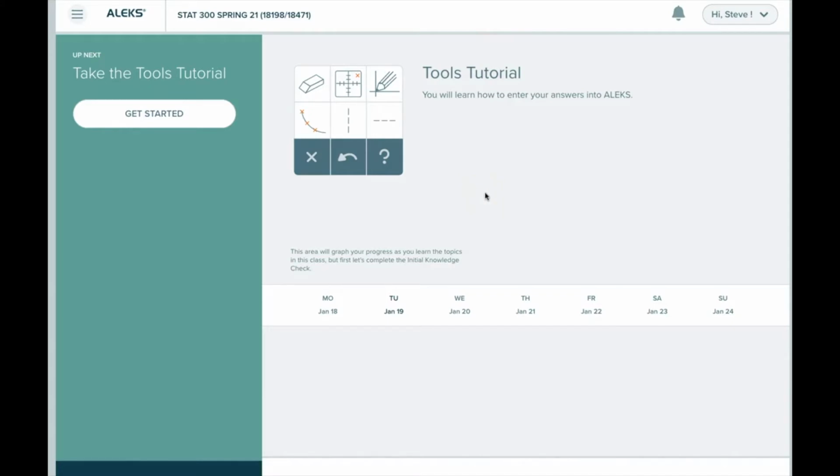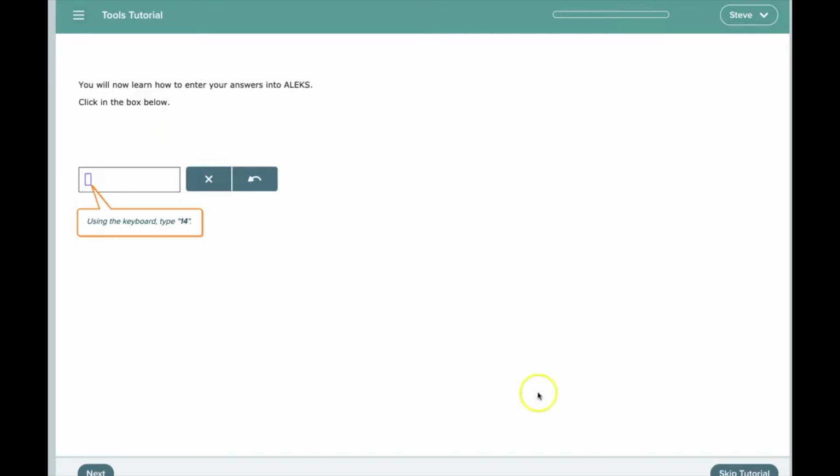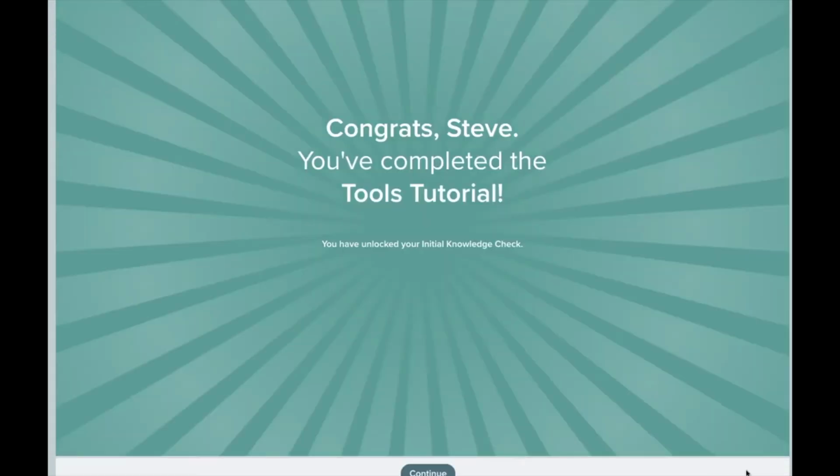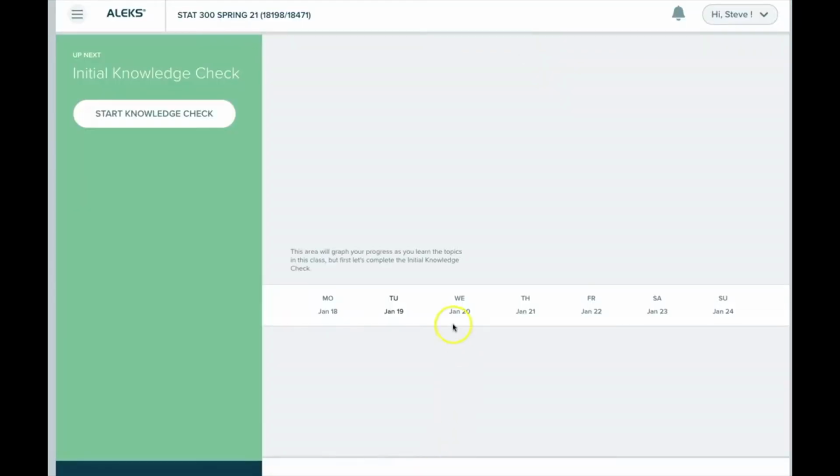And at the very beginning, what they're going to have you do is take this little tools test just so you know how to get around. And then it says get started, and it's going to want you to take the initial knowledge check, and it has these little tutorials. And so because I'm an instructor, I can kind of skip through. I don't think you can.